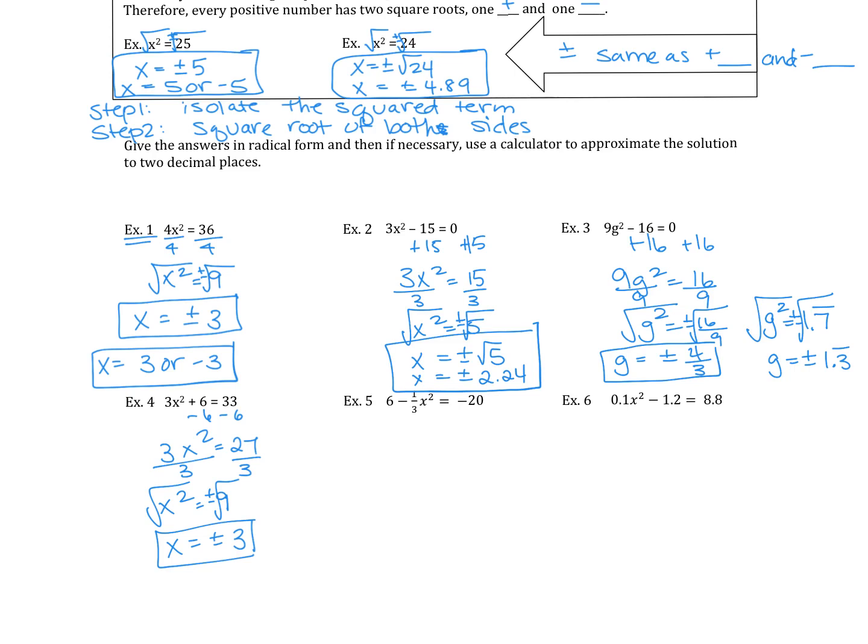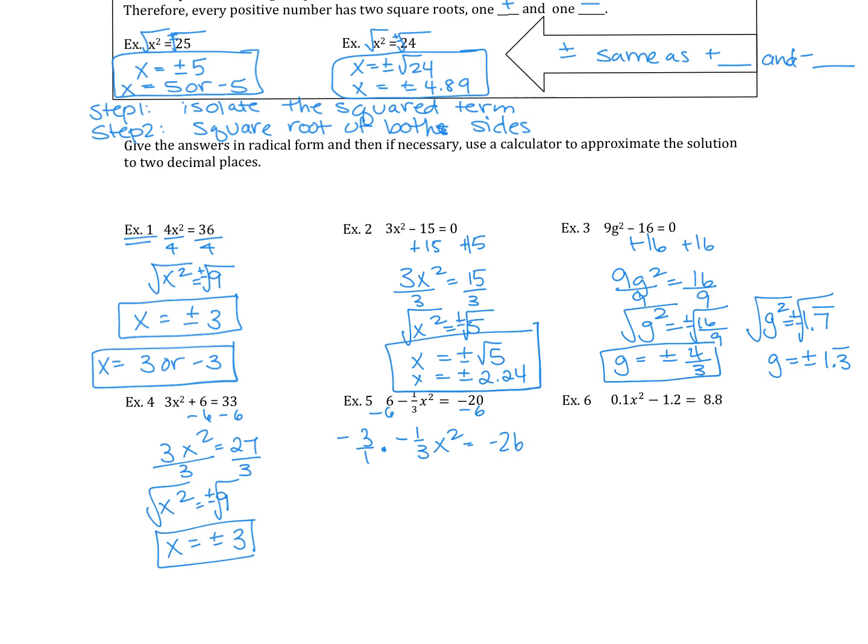So on number 5, to isolate the square term, I'm first going to subtract 6 from both sides because it's a positive 6. So to move it, I need to subtract 6. And I get negative 1/3 x squared equals negative 26. Now, I have negative 1/3 times x squared, and if you remember when we work with fractions, to cancel them I multiply by the reciprocal. So first of all, the reciprocal is to multiply both sides by a negative 3.